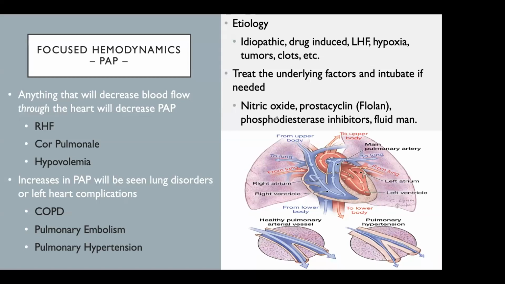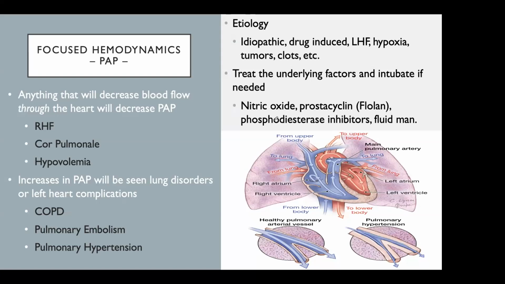Increases in pulmonary artery pressure will be seen with lung disorders or left heart complications. COPD is a big one. Pulmonary embolism, of course, there's actually a blockage within the pulmonary artery. And pulmonary hypertension, be it secondary or congenital, and so on. And we know that with COPD, we may have to keep these patients in a hypoxic situation. We could get into the biochemistry, but these COPD patients, again, may have increased pulmonary artery pressures.